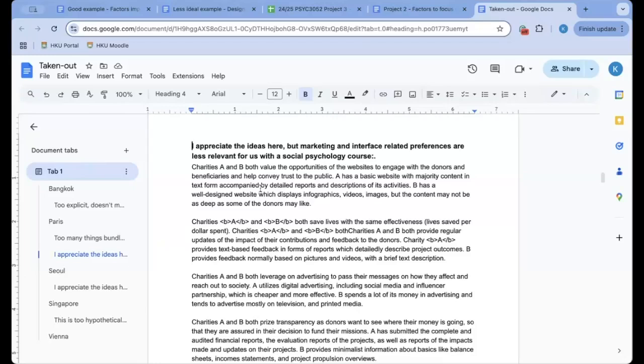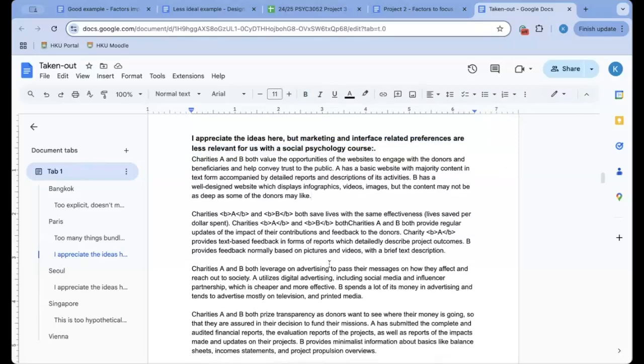The other scenario is that a lot of students propose marketing and interface related factors, but they're not very relevant or related to social psychology. For example, let's choose a relatively short one. This contrasts charities A and B, where A utilizes digital advertising, including social media and influencer partnership, and B spends a lot of money on advertising and tends to advertise mostly on TV and printed media. If you think about or approach this in a social psychology way, there isn't much linkage from this to social psych.